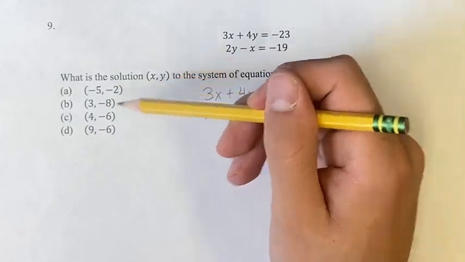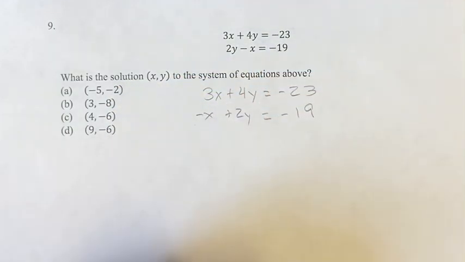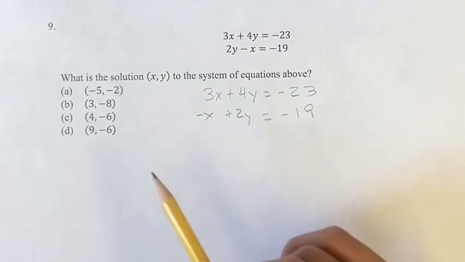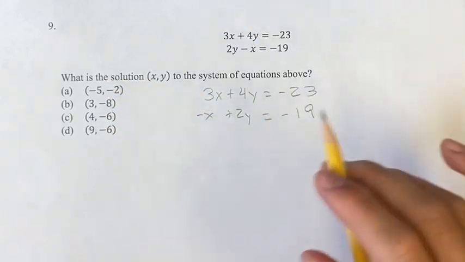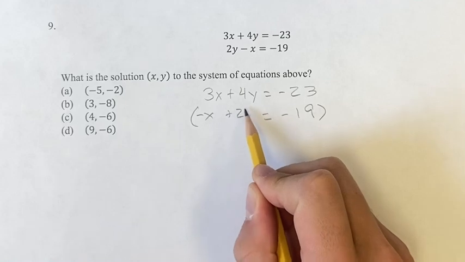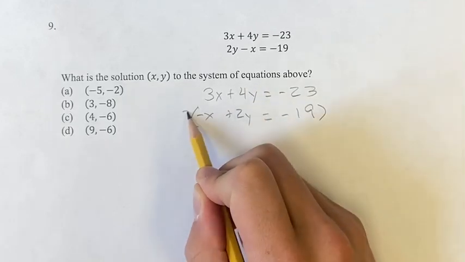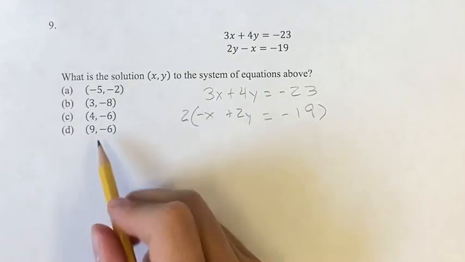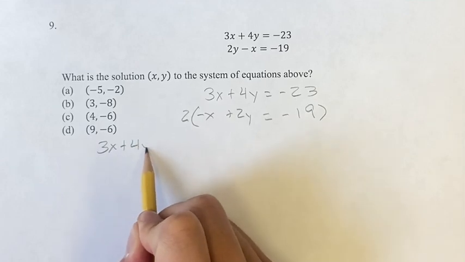If we solve for y, we have two negative 6's here. If it ends up being negative 6, then we won't know and we'll have to solve for x again anyways. So to save time, we want to solve for x, which means we want y to cancel. So if we multiply this by something so that it cancels out with 4, well, if we multiply it by 2, then we have 3x plus 4y equals negative 23.